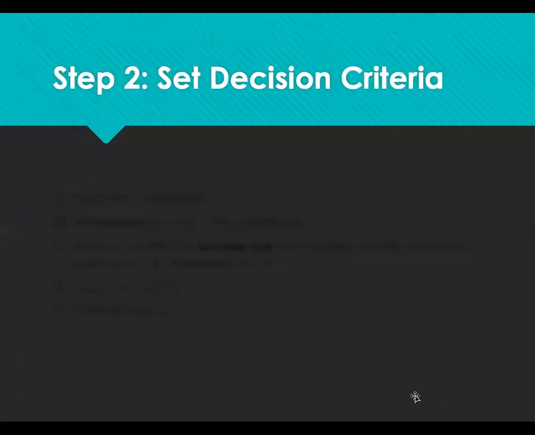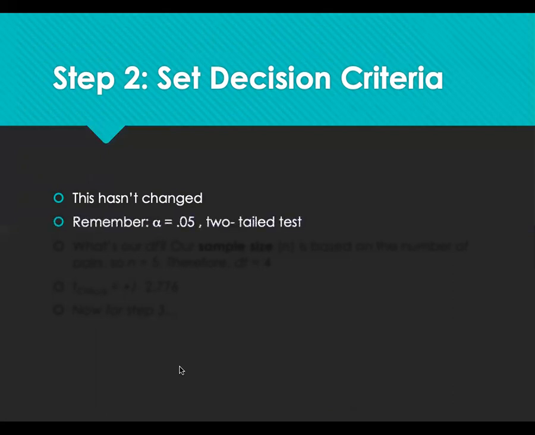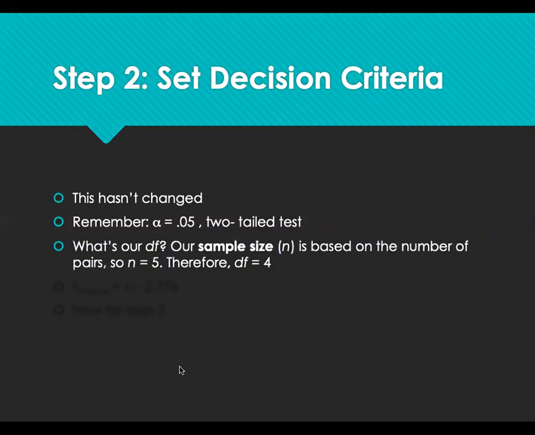Okay, step 2 in hypothesis testing, always set the decision criteria. That has not changed with this particular hypothesis testing or t-test. We were already given alpha as 0.05. We're going to do a two-tailed test to see whether our treatment has an effect. We didn't say whether it would decrease or increase headaches. We just said it's going to do something to the number of headaches.